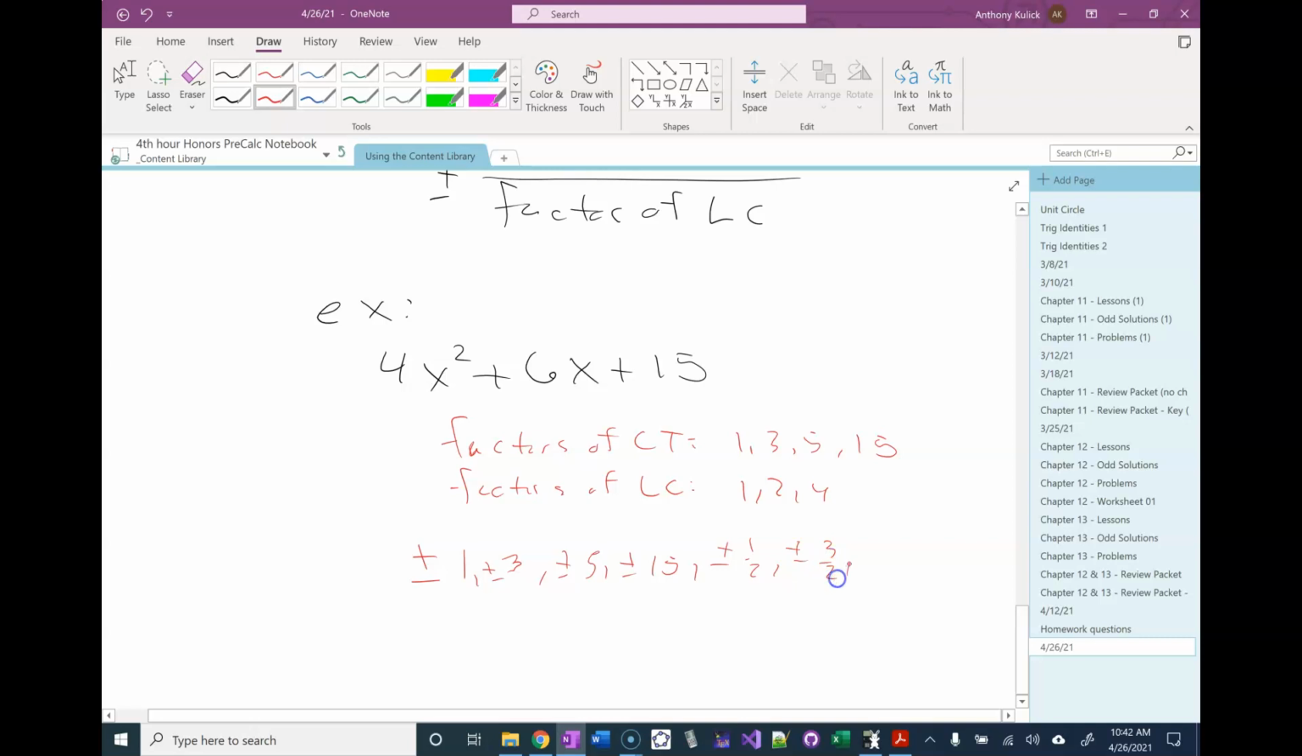Need them all organized? I mean, I usually write them just like whenever I find them. And then I have 1 over 4, 3 over 4, 5 over 4, 15 over 4.